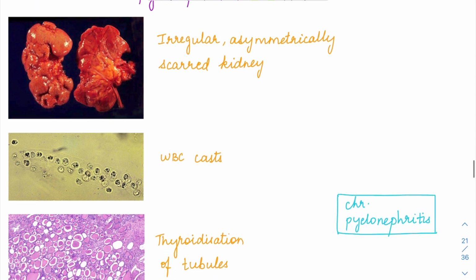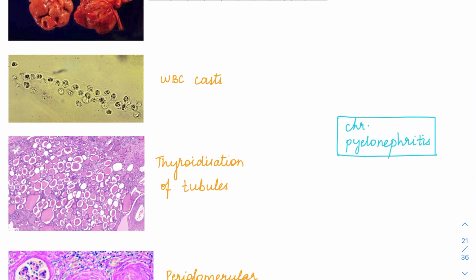So whenever fibrosis is present, the kidney is going to be scarred, and that is going to be an irregular, asymmetric kind of scarring in a chronic pyelonephritis. Since it is an infectious condition, you can see WBCs in the urine. So you can have pyuria.